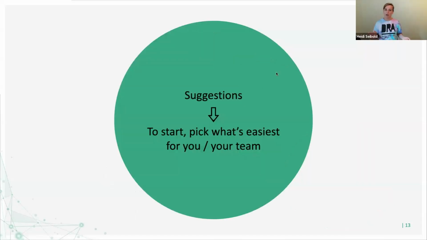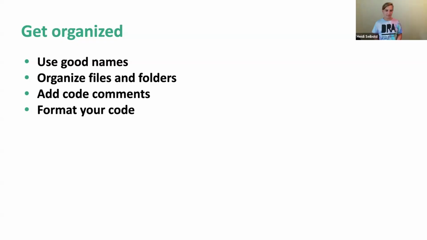examples of what can be done better, and you can just pick and choose from those. I'm not going to say you have to do all of this at once. And this is really important to me because I don't want people to get started and then feel overwhelmed right away, and then we don't implement any of it. So to start, pick what's easiest for you or your team.